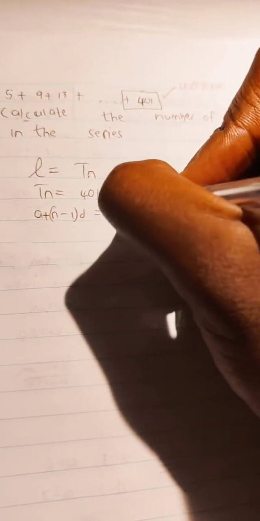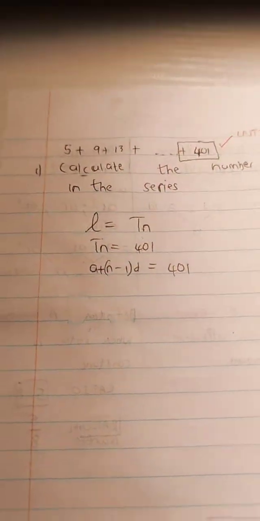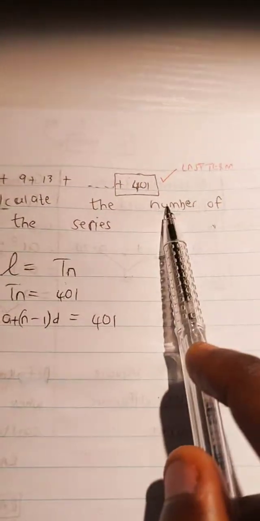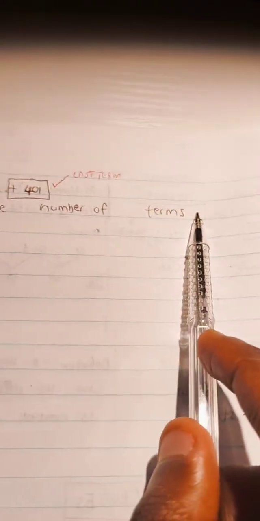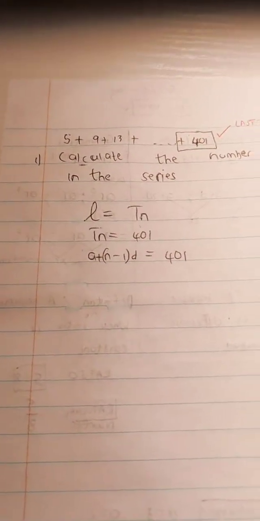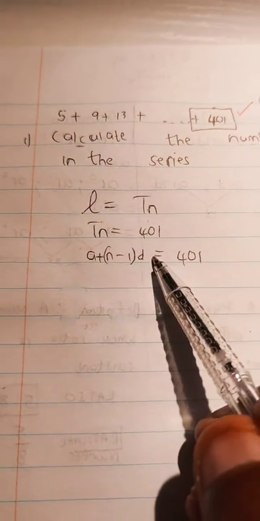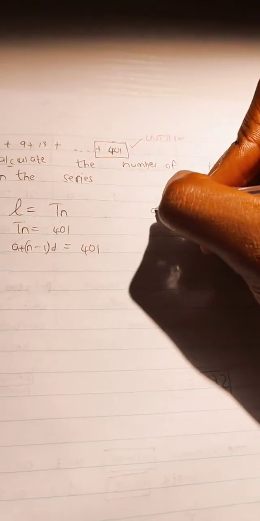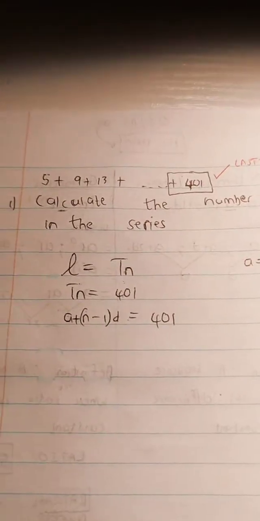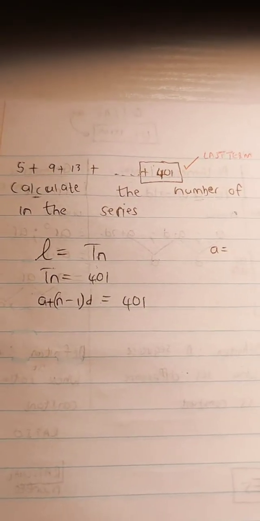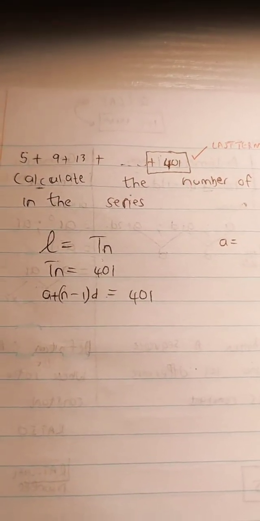What is Tn? It's A plus n minus 1 times d, which is equal to 401. Then we can calculate n, the number of terms in the series. So let's go ahead and calculate that. But in order to do that, we need A and we need d. So let's find A. What is A, guys? From the series, A is equal to what? You tell me what A and d are so that I can substitute those values. Let's identify them first, substitute the values, and then solve for n.